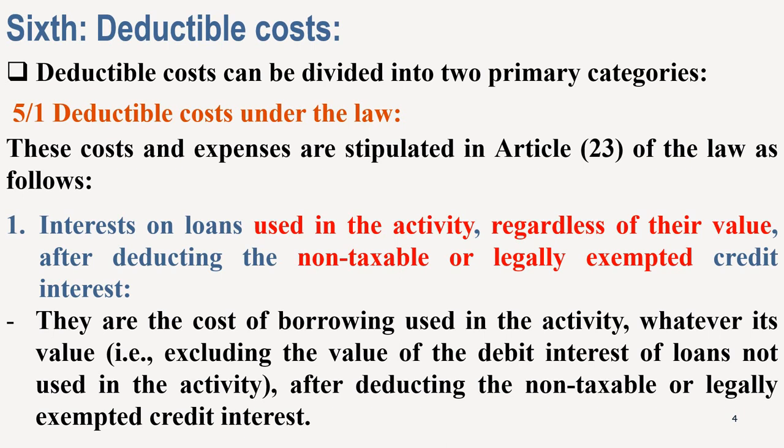Interest on loans used in the activity, regardless of their value, after deducting the non-taxable or legally exempted credit interest. They are the cost of borrowing used in the activity, whichever its value, excluding the value of debit interest of loans not used in the activity, after deducting the non-taxable or legally exempted credit interest.